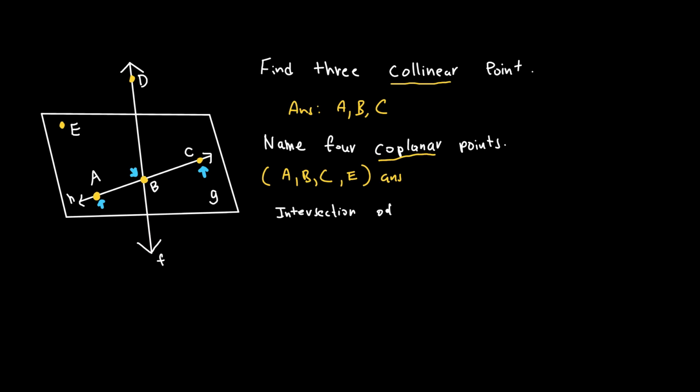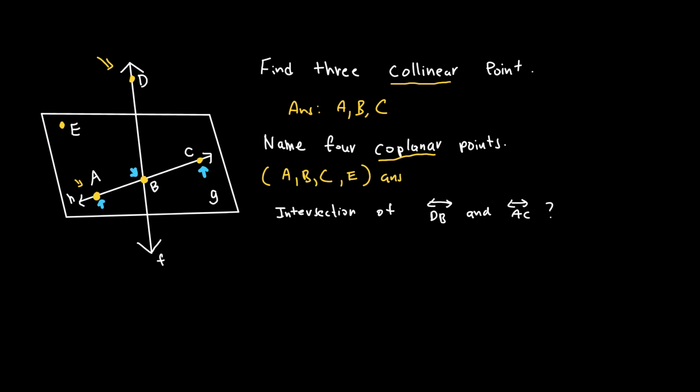Intersection of line DB and line AC. This little symbol here means line. So what is the intersection of line DB and AC? Well, let's find line DB. Line DB is this line over here, and line AC is this one here. And now, what is the intersection?